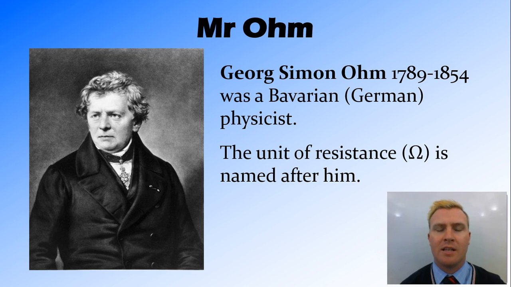Alright, so this is the guy who came up with the law, George Simon Ohm, and he was around in the 18th century as a Bavarian physicist. So Bavaria is now Germany, but this was before Germany was united über alles. So he's the one that came up with the law, and therefore the unit of resistance that he proposed is named after him. It has the symbol omega, which is the Greek letter for O, and we call it the ohm.